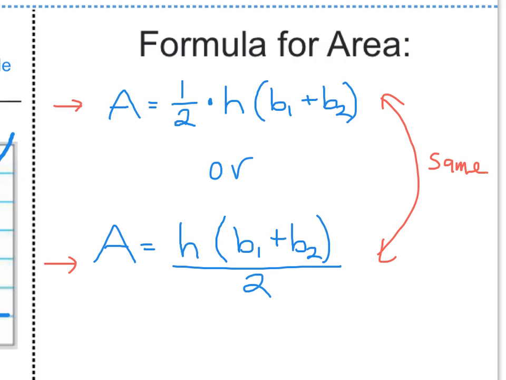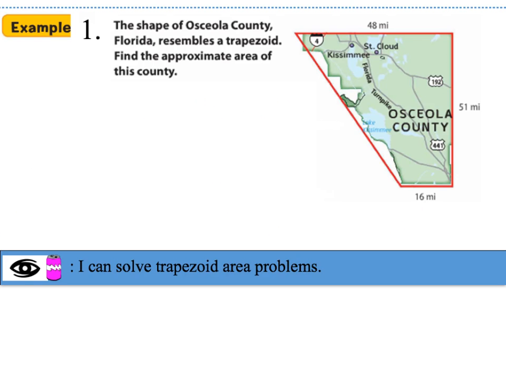So let's use these formulas to go ahead and solve the following problems. For example 1, it says the shape of Osceola County, Florida, resembles a trapezoid. Find the approximate area of this county. Since they're asking us to find the area of a shape that looks like a trapezoid, let's write the formula for the area of a trapezoid. There's two choices that we can use. I'm going to use this first formula, which is area equals 1/2 times the height times the quantity of base 1 plus base 2. If we look at our problem, we see a parallel side on the top and the bottom of the shape, so those have to be our bases.